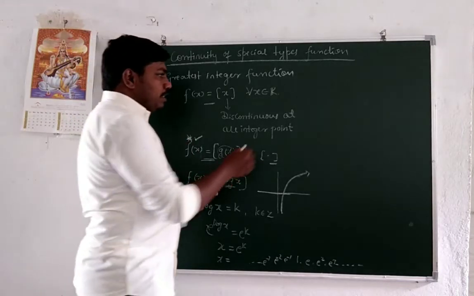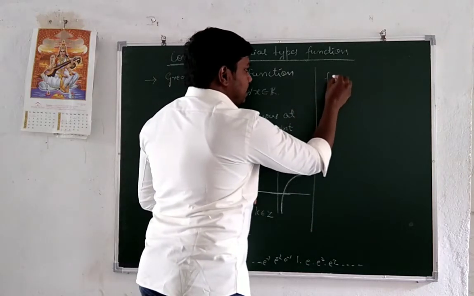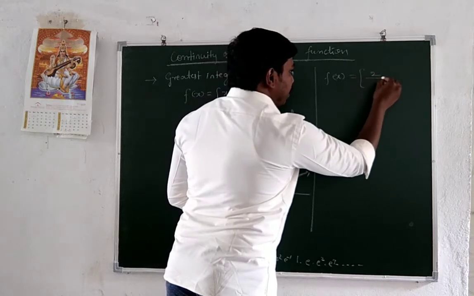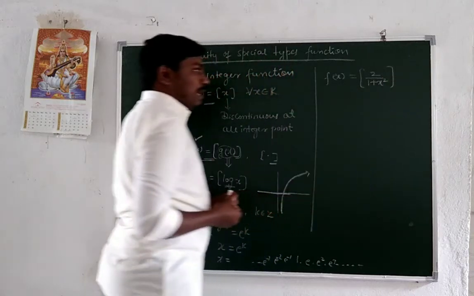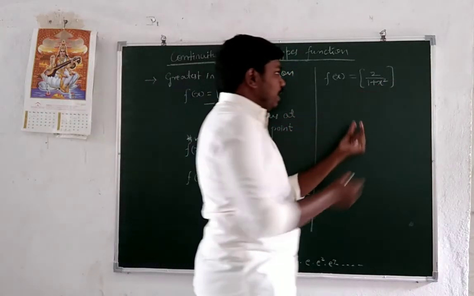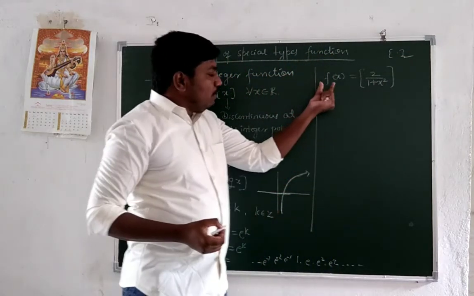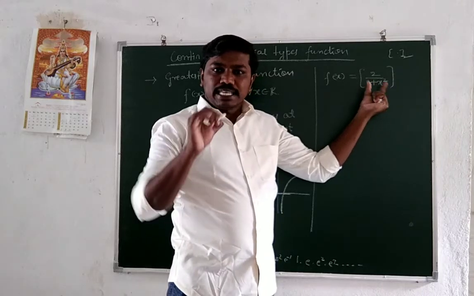Okay? In the same way, let's take another function. f of x is equal to 2 divided by 1 plus x square, 2 divided by 1 plus x square, where the bracket indicates the greatest integer function. Here f of x is equal to greatest integer of 2 upon 1 plus x square.